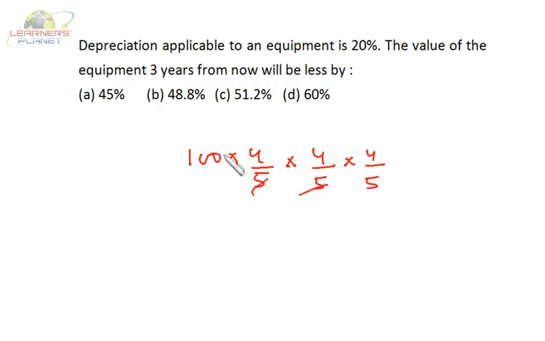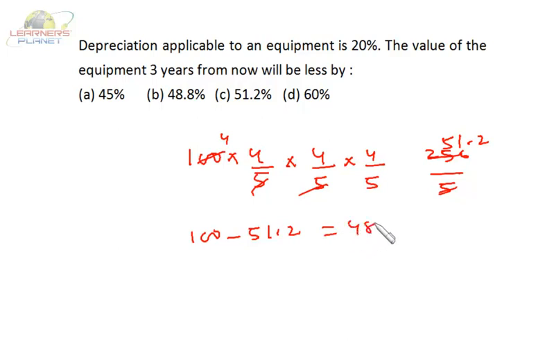So it's 4 4s are 16 into 16. Okay, so it is 16 square, which is 256 by 5. So it's 51.2% of the original value, or we can say from 100 minus 51.2, that is 48.8% reduced. Okay.